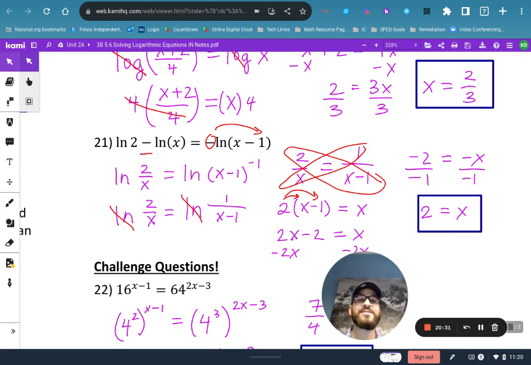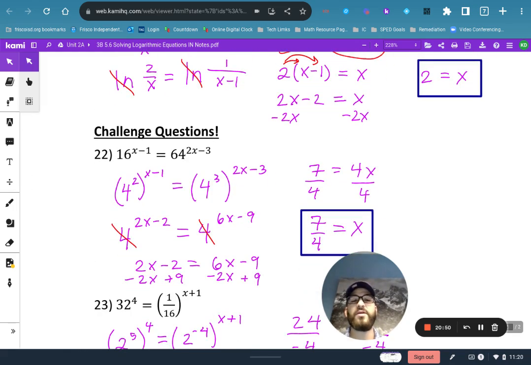So 2 over x is equal to 1 over x minus 1. I can cross multiply because I got a fraction on both sides. I know y'all have been waiting to do that all year. So we get 2 times x minus 1 is equal to x. We can distribute to get 2x minus 2 is equal to x. And then solve from there. We get x is equal to positive 2.